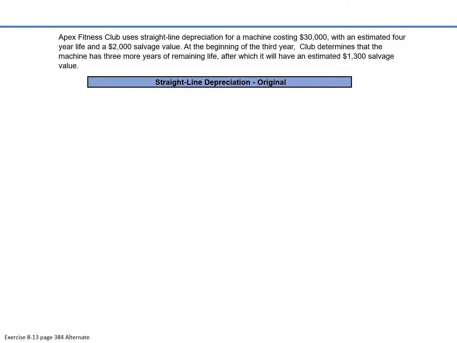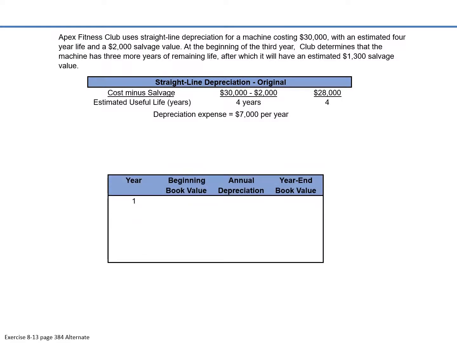All right, so straight line depreciation originally was our cost of 30 minus our salvage of 2, divided by 4 years, which is 7,000 per year. So we had 7,000, we started with 30, we recorded 7,000 of depreciation in year 1, recorded 7,000 in year 2, so we have a net book value at the end of 2 years of $16,000.